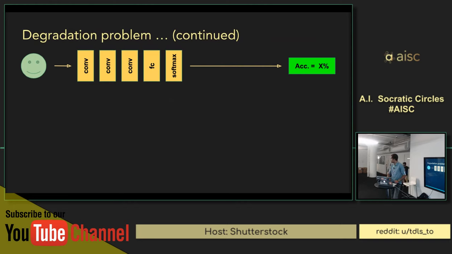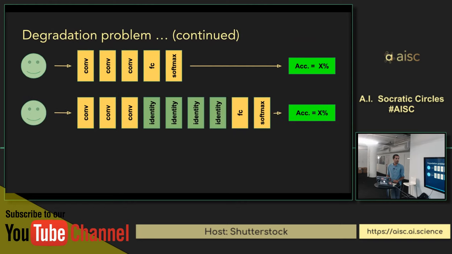And let's say we want to classify a couple of images. It's a hypothetical task at hand. And we designed this simple convolutional neural network, with three layers of convolutions and one fully connected and one softmax layer. And let's say we have the accuracy of X percent on this task.